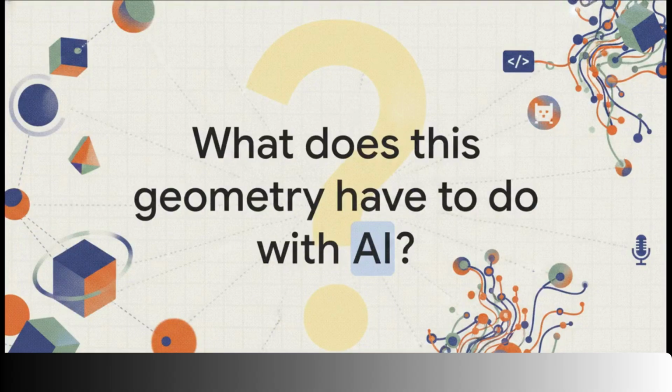So that naturally leads us to a pretty massive question. What does all this geometry actually have to do with artificial intelligence? I mean, how do we get from moving abstract shapes around in space to a language model that can write complex code, or an AI that can instantly recognize a cat in a photo?